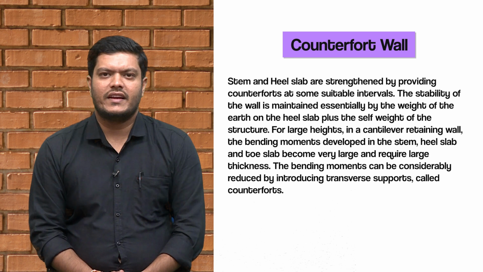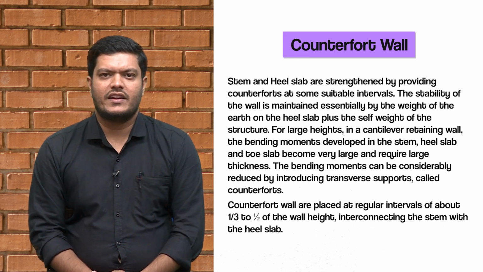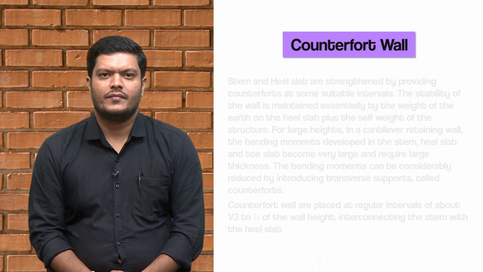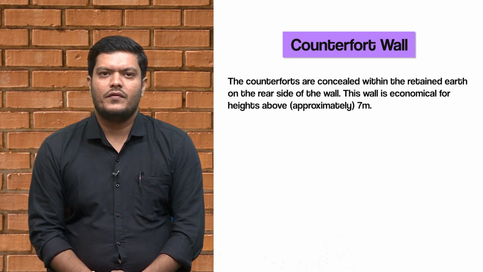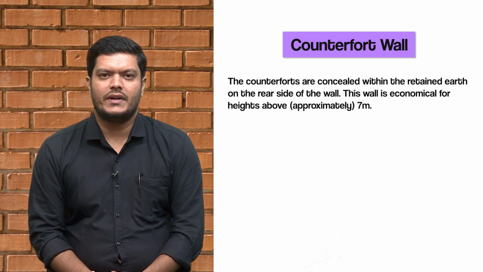For large heights in a cantilever retaining wall, the bending moments developed in the stem, heel slab and toe slab become very large and require large thickness. The bending moments can be considerably reduced by introducing transverse supports called counterforts. Counterfort walls are placed at regular intervals of about 1/3 to half of the wall height, interconnecting the stem with the heel slab. The counterforts are concealed within the retained earth on the rear side of the wall. The wall is economical for heights above approximately 7 meters.